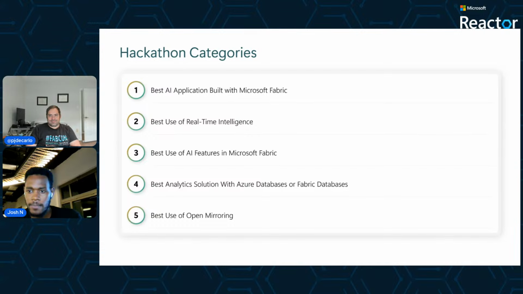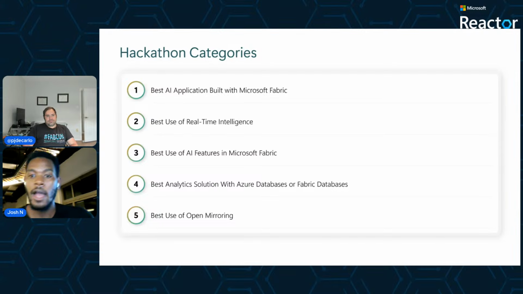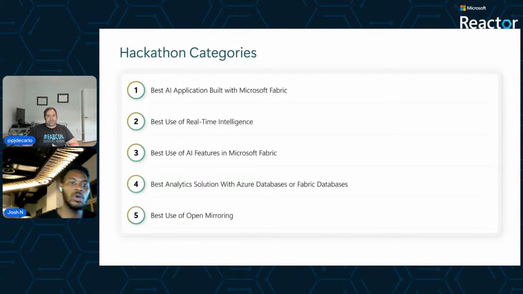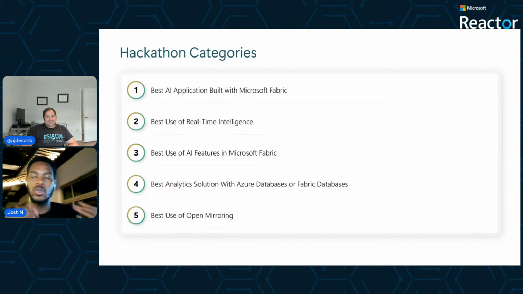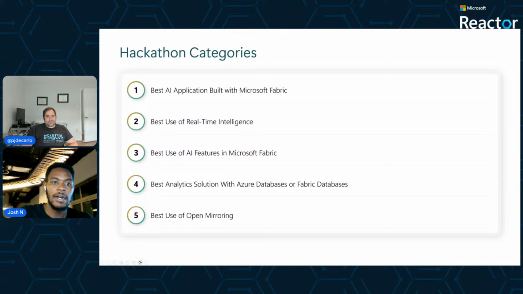And the last one is the best use of open mirroring. So here it's being able to leverage open mirroring, which was just announced earlier this year, to build a complete solution that can replicate your external data source and bring that data into Microsoft Fabric. So these are our 5 main categories, and ensure that the project you actually submit aligns with one of these hackathon categories.